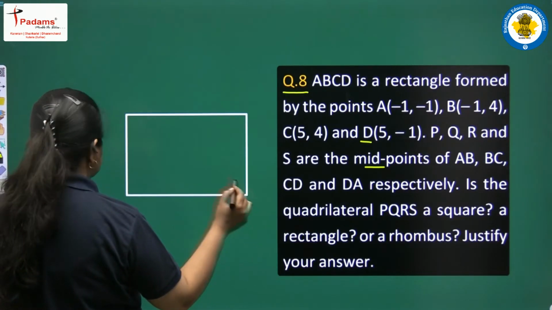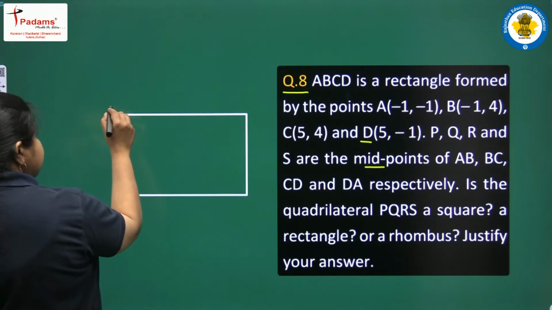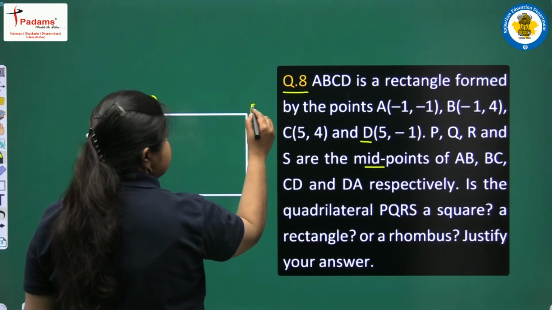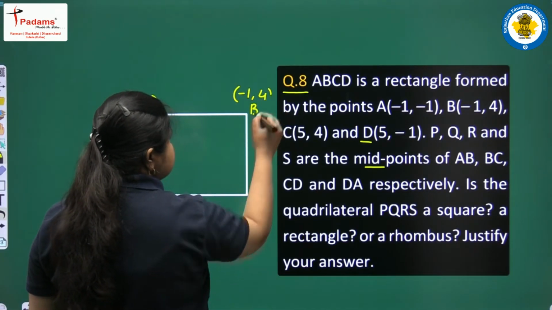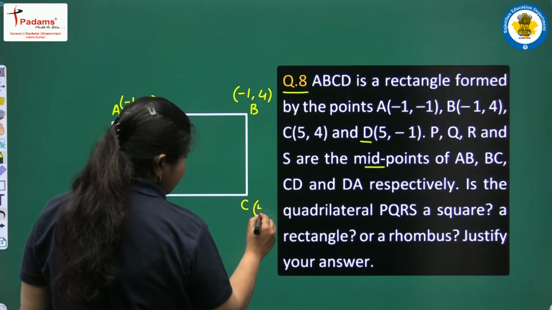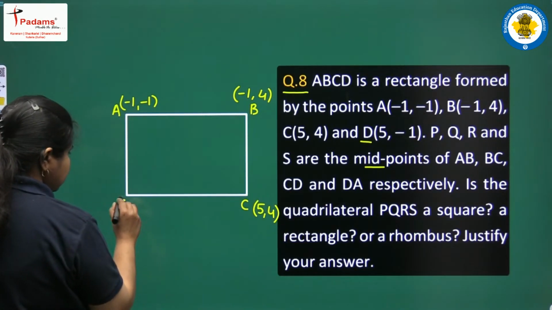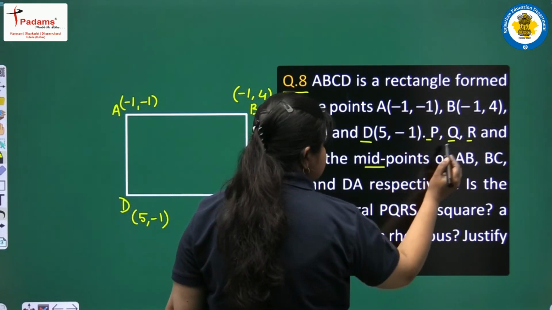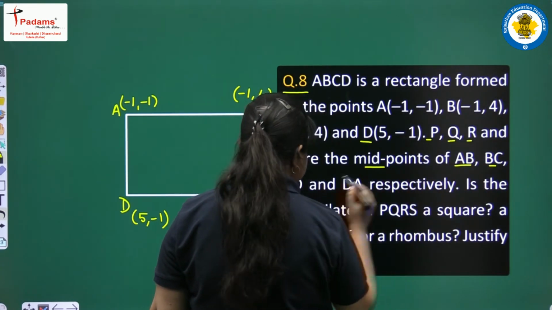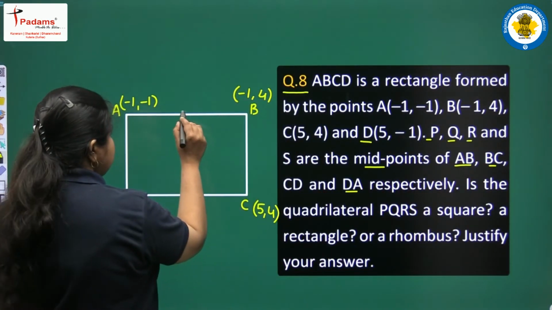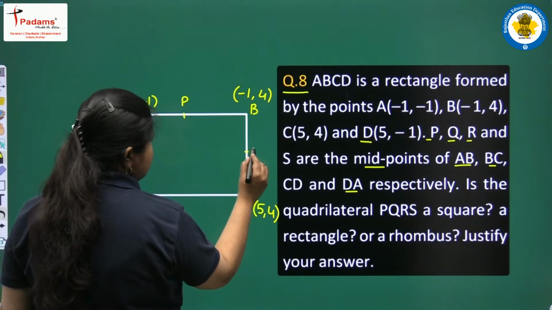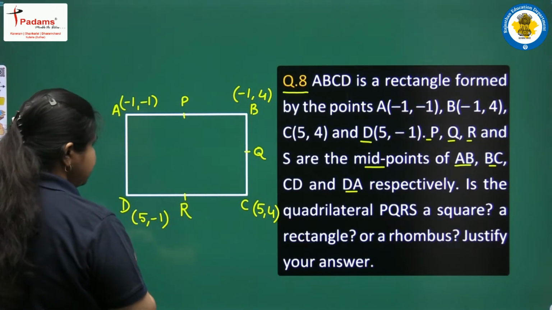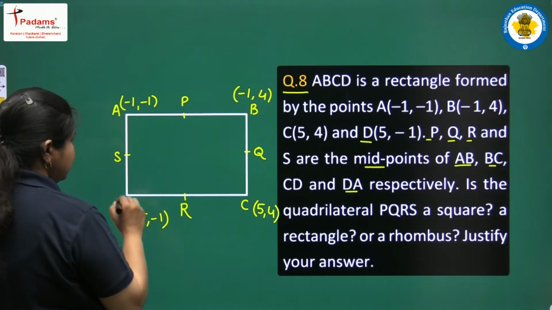Let this be the rectangle. The coordinates of vertices have been given. A is -1 -1. Then we take B here as -1 4. Then we have C here with 5 4. And then we have D with coordinates 5 -1. Then we have been given P, Q, R and S are the midpoints of AB, BC, CD and DA respectively. So here P is the midpoint of AB, Q is the midpoint of BC. Then here we have point R, midpoint of CD, and here is point S, midpoint of AD.